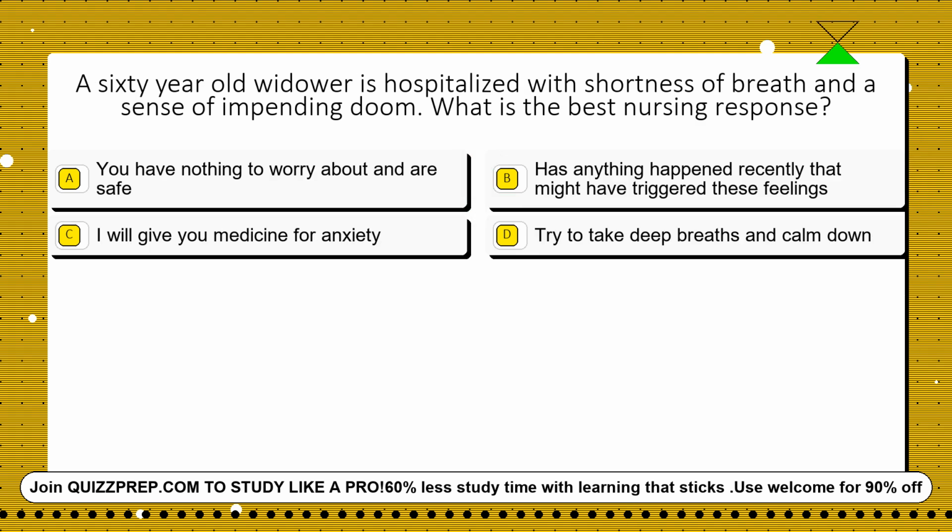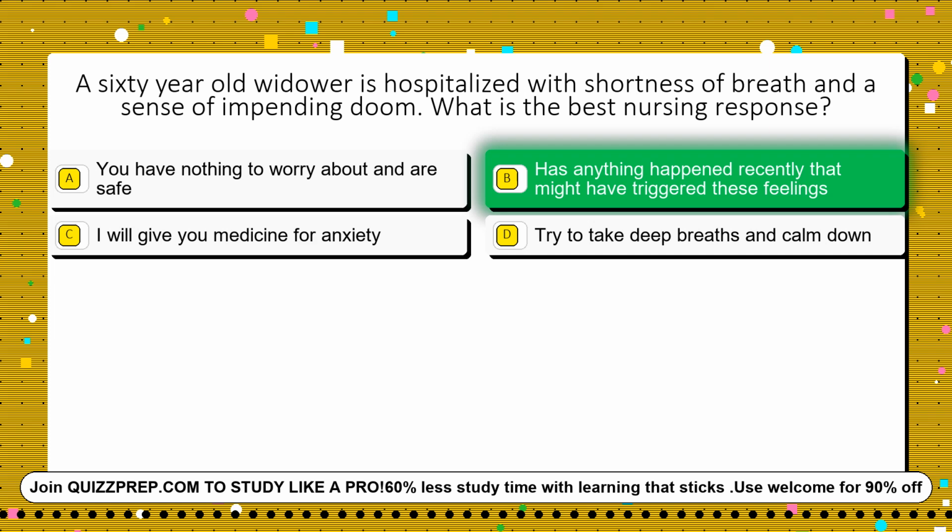Question 13. A 60-year-old widower is hospitalized with shortness of breath and a sense of impending doom. What is the best nursing response? Option A. You have nothing to worry about and are safe. Option B. Has anything happened recently that might have triggered these feelings? Option C. I will give you medicine for anxiety. Option D. Try to take deep breaths and calm down.